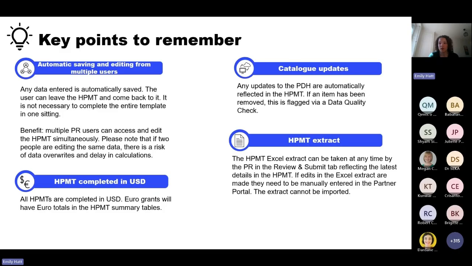Also, as I mentioned before, the HPMT will be completed in US dollars. So all the HPMTs are completed in US dollars, and Euro grants will have the totals in the summary tables. Catalog updates, we mentioned this before, but if there are any new products that appear in our catalog, they'll automatically be synced to the online HPMT, or if you've selected an item that has since been discontinued, this will be caught as a data quality check. And lastly, around the extract, this can be taken at any time. Again, if you make any edits to the extract, you'll then have to make the edits as well in the online system because you cannot import the extract.